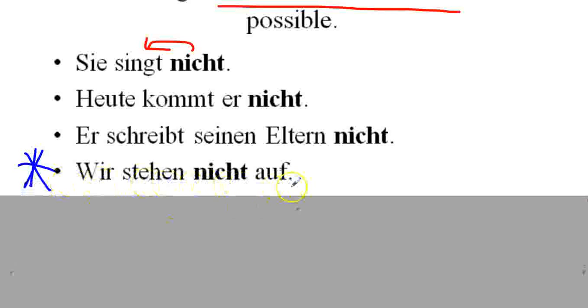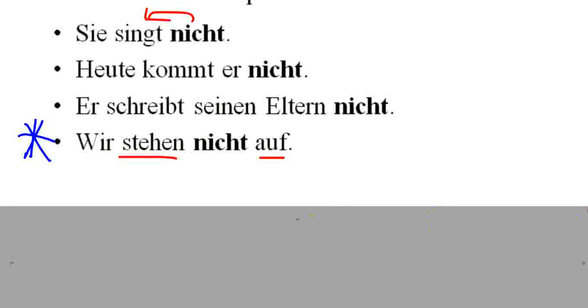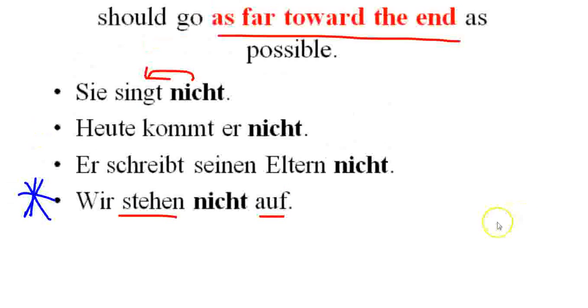Wir stehen nicht auf. This one you have to be careful of, because this doesn't go to the end of the sentence because it's a separable prefix verb. So that puts the nicht between the two parts of the verb. So we don't get up. So nicht.